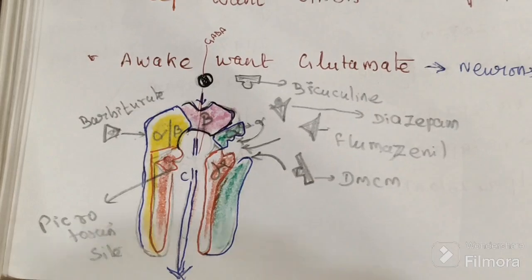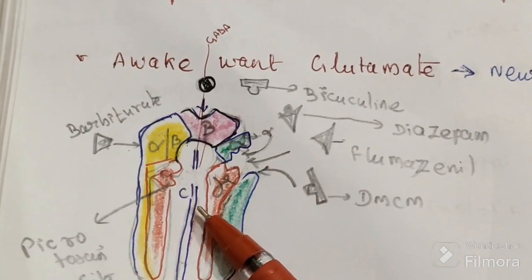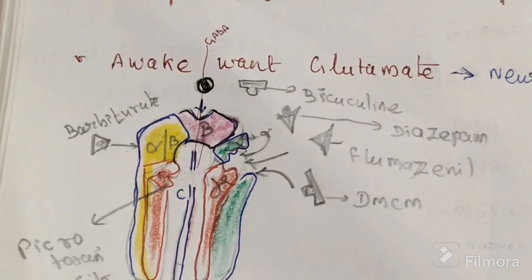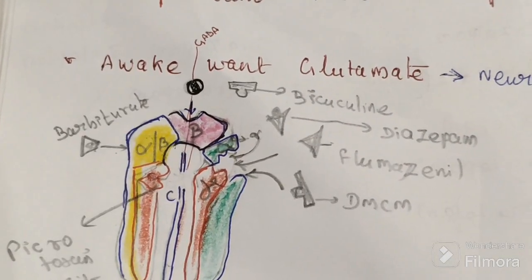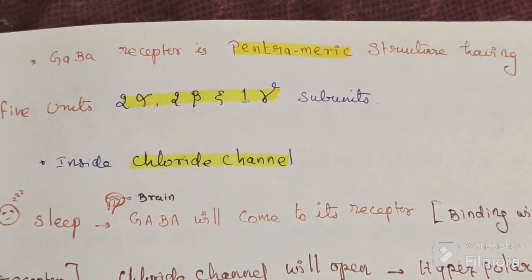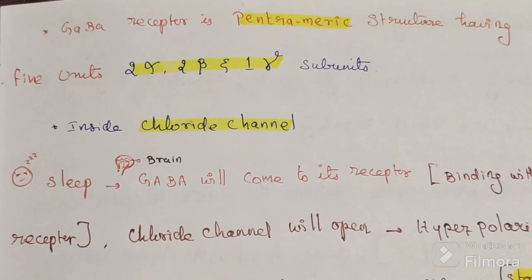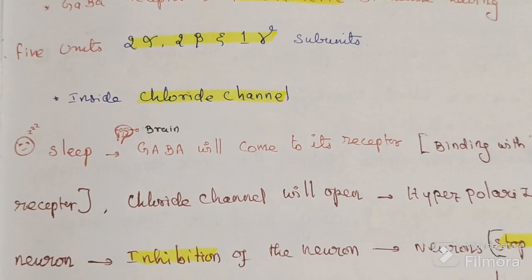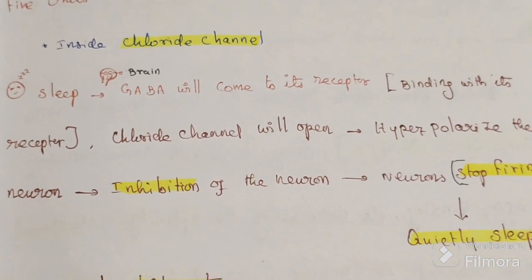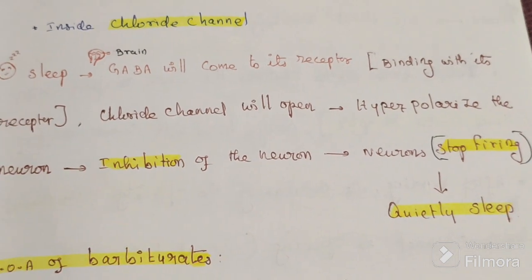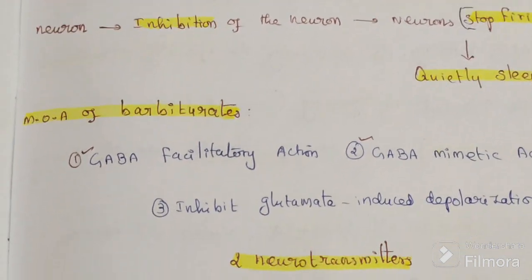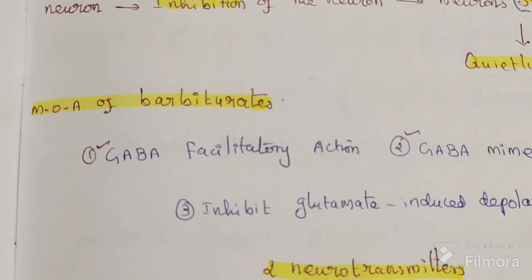Okay, after that what will happen? This chloride channel will open, then hyperpolarize that neuron. That means inhibition of that neuron, stop firing. Then after that we have sleep. The GABA receptor has a pentameric structure having 2 alpha, 2 beta, 1 gamma, with the chloride channel inside. GABA will bind with the receptor, then the chloride channel will open, hyperpolarization, then inhibition of neuron, stop firing, then we have sleep.